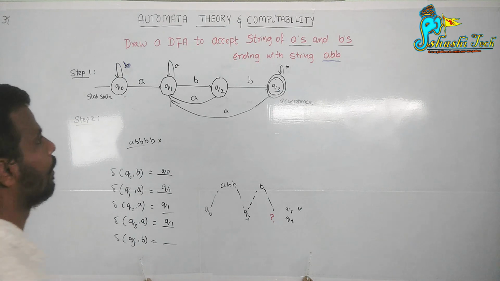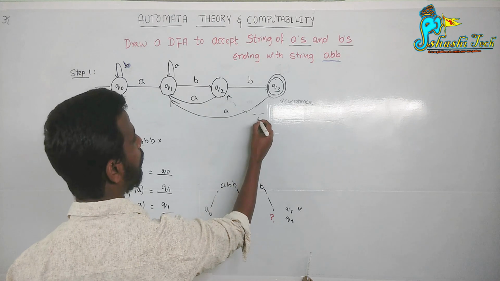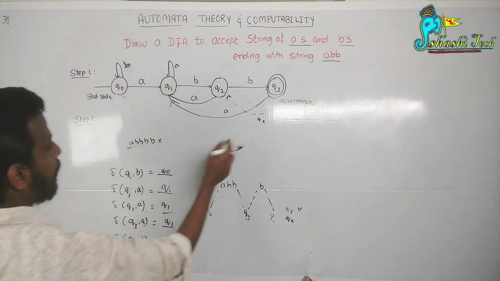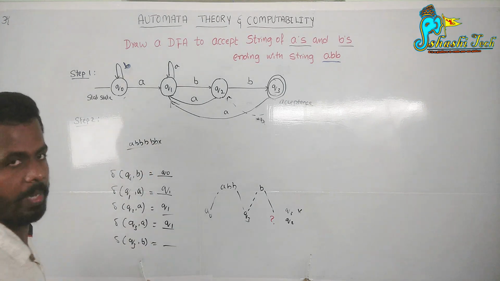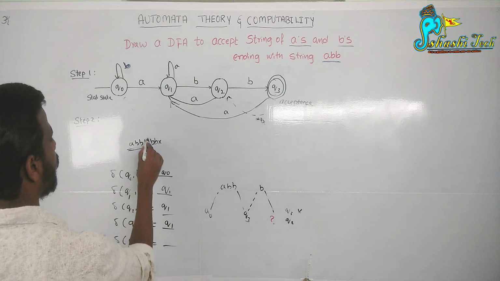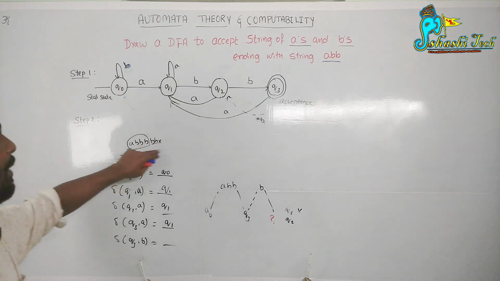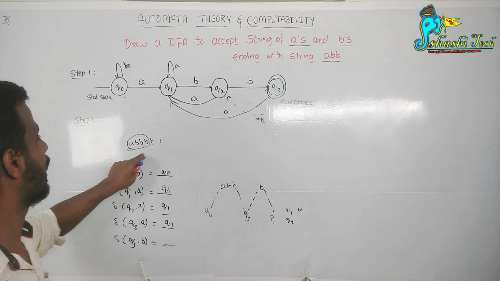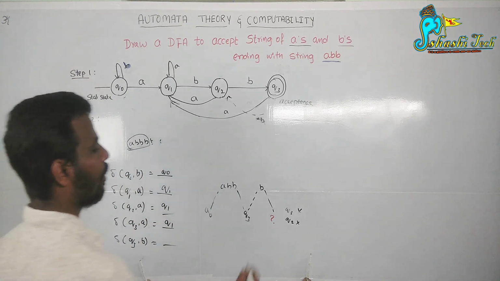Next, Q2. Let us go to Q2. Let us consider a string upon accepting Q2, that is upon accepting B. This one should not be accepted according to the question because it should end with ABB. But the DFA is accepting. This string should be accepted or not? But the DFA is accepting the string ABB. So Q2 also fails.